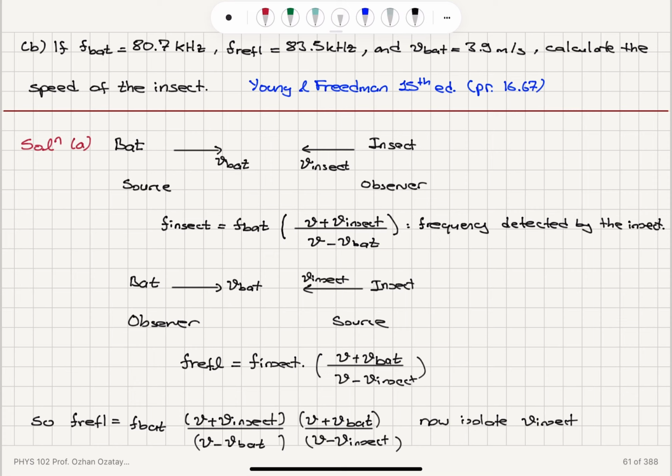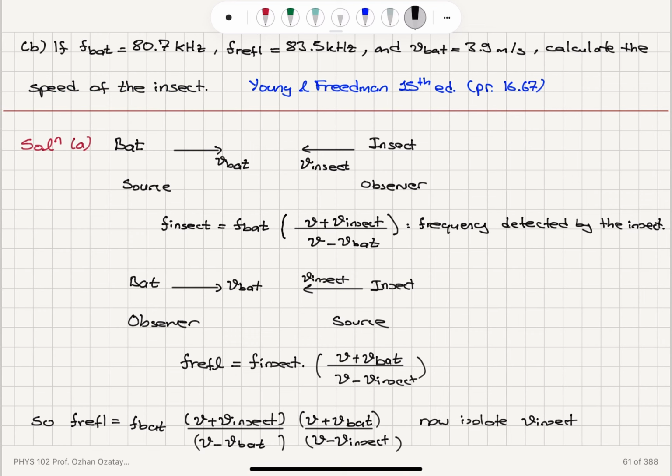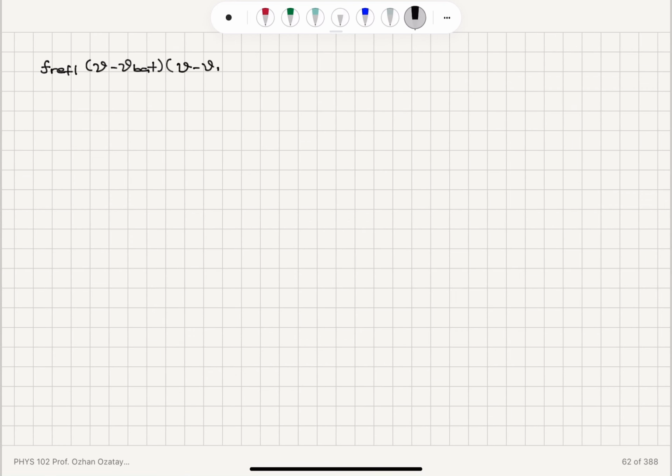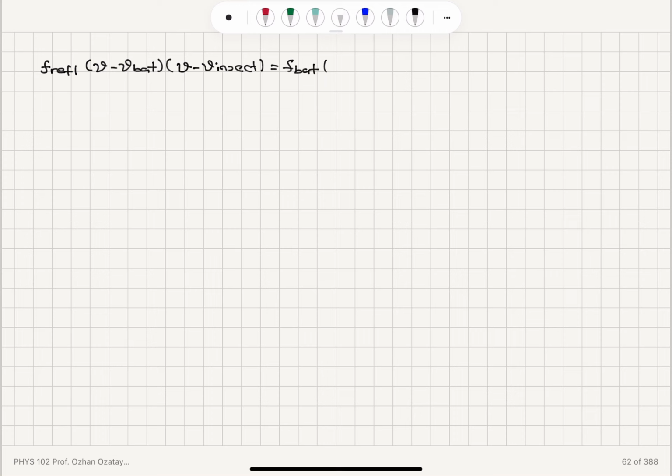So if we take these two terms to the left hand side, we will get f reflected times (v minus v bat) times (v minus v insect) is equal to f bat times (v plus v insect) times (v plus v bat).